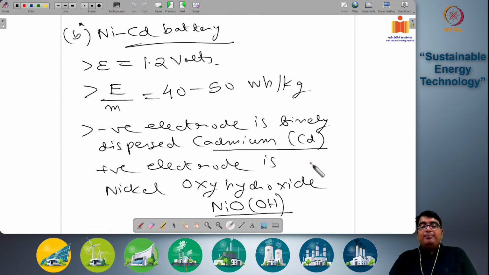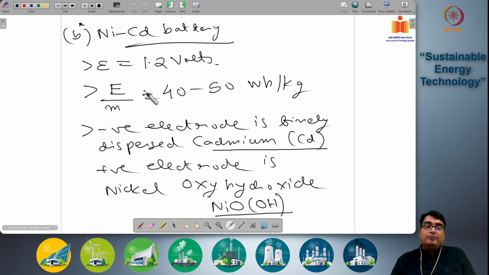The next type of battery that we will discuss today is the nickel cadmium battery. Okay. This is also a reasonably established battery technology and is primarily used for electronic systems. It has an EMF of 1.2 volts. So basically the energy difference between the energy released versus the energy consumed is 1.2 electron volts. So the EMF is 1.2 volts.